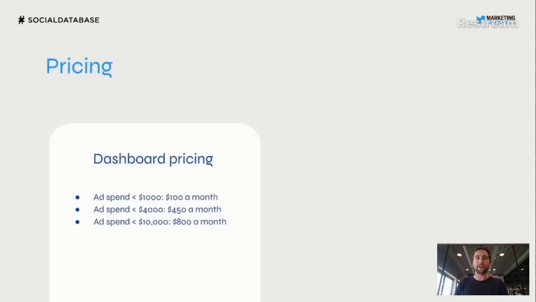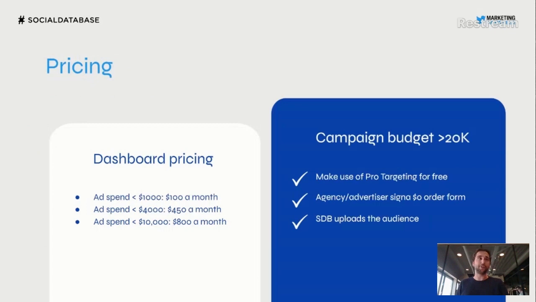When it comes to pricing, we have two types of pricing models. One pricing is if your ad spend is below a certain amount. For example, if your ad spend is below $1,000 a month, the fee is only $100 a month. The good news is if your campaign budget exceeds $20K, then you can make use of pro targeting for free.